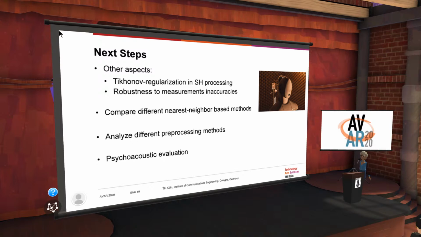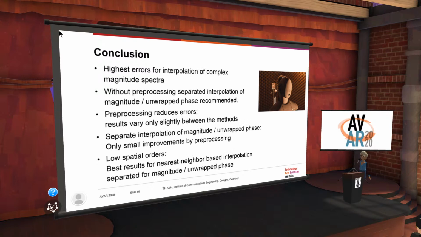So what are the next steps? We could, for all of these methods, do much more. For example, if we analyze the SH interpolation, we could apply Tikhonov regularization and do much more, all the stuff which has been done in lots of studies. So we just kept it simple. We could look at robustness to measurement inaccuracies. It's a very interesting thing. And if you're heading towards individual measurements, you should take care of that. We could compare different nearest neighbor-based approaches. We could analyze different preprocessing methods. And of course, we could do a psychoacoustic evaluation. But that was not the scope of that study. The idea was to keep it as simple as possible to give you an overview of the different methods.